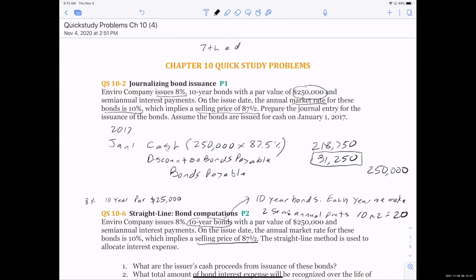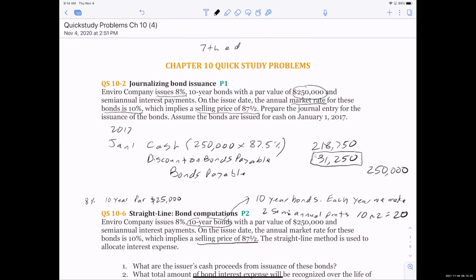If you multiply that out, you debit cash, right? And then you go 250,000 times 87.5%, you are only going to receive 218,750. However, you're going to owe at the end 250,000. So that's credit bond payable 250,000. The difference between what you received and what you owe at the end will be the discount or the premium. Well, in this case, it's a discount because we're only receiving 218,000. Notice when you get done, debits equal credits.